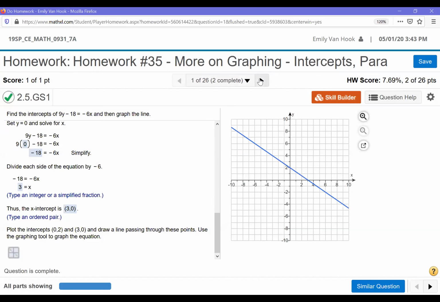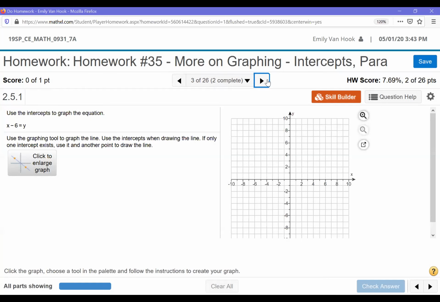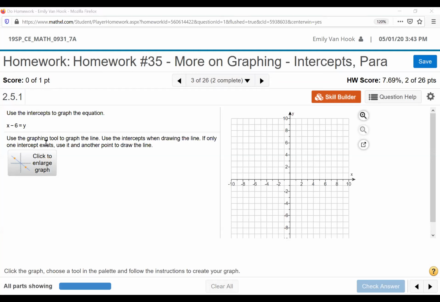Question number 1, that was 12 steps that we had to go through. I'm going to skip that one for now. Okay, here's another one using intercepts to graph the equation. So we can quickly do this one if we want to. We're plugging in 0 for each variable. So maybe I'll start by plugging in 0 for x.